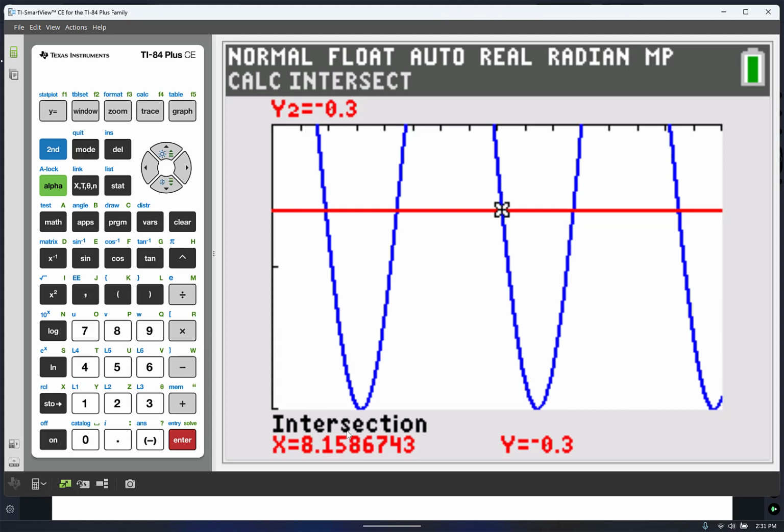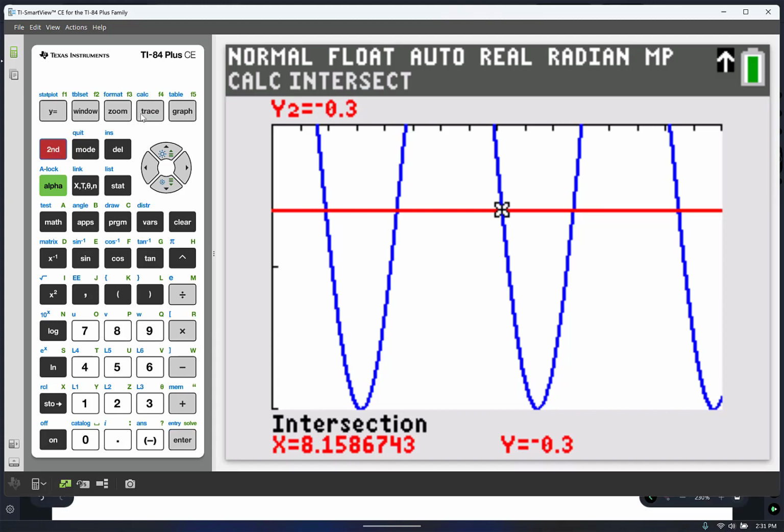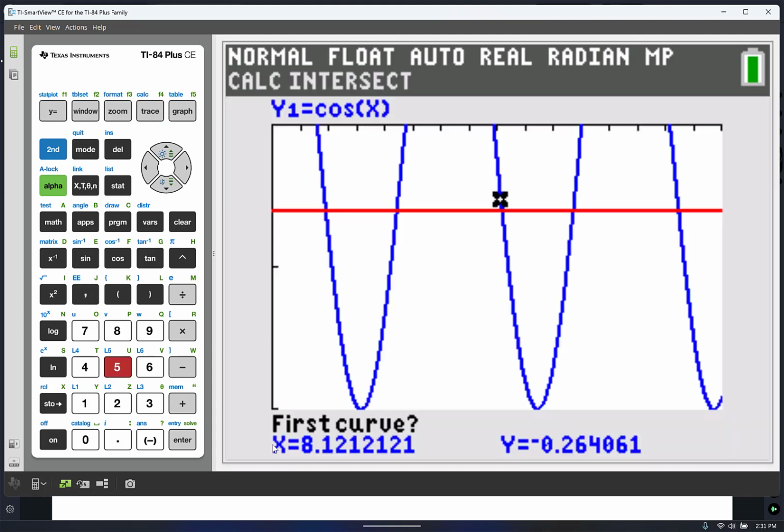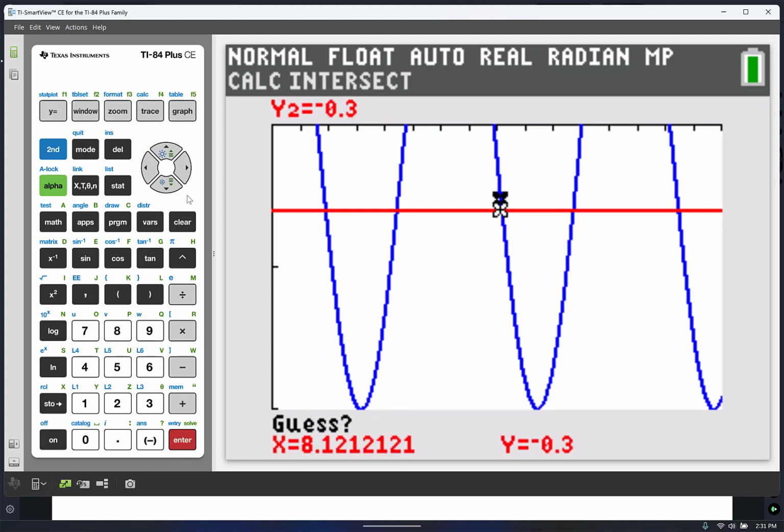Okay, dime. What do I do to get the fourth one? Second, calculate. 5. Enter 2 times. Boom, boom. Go to the one you want. And then you push enter. Good job.